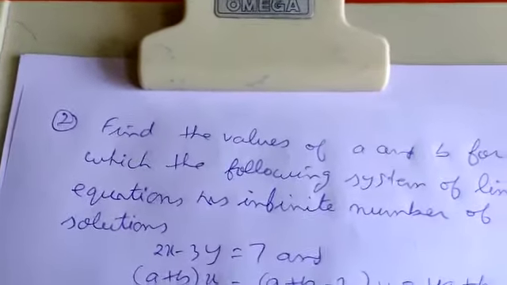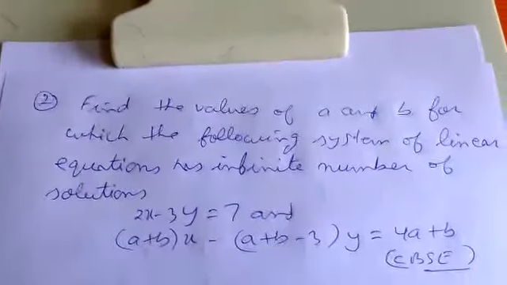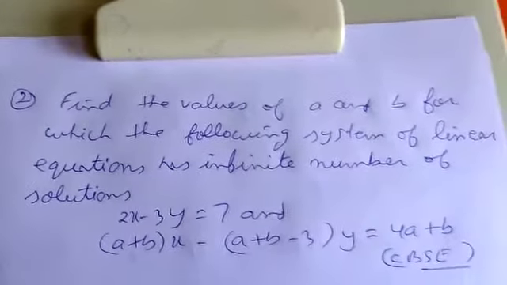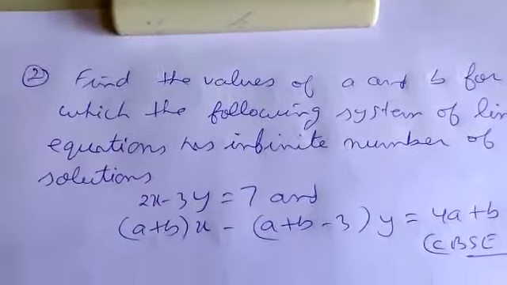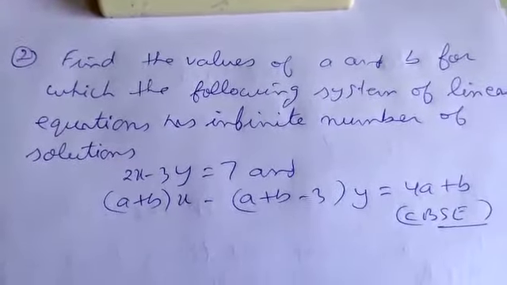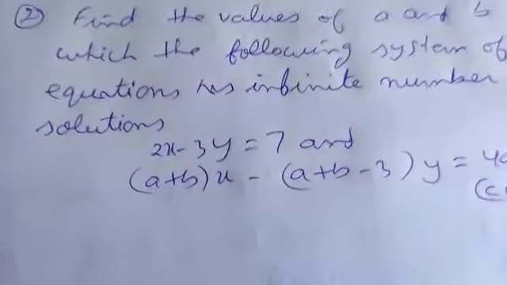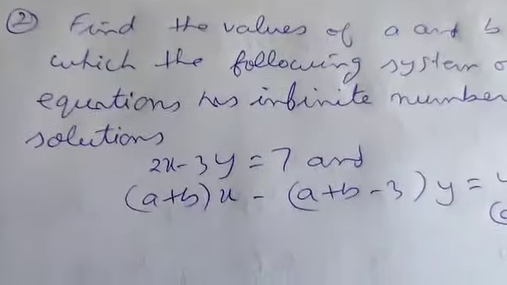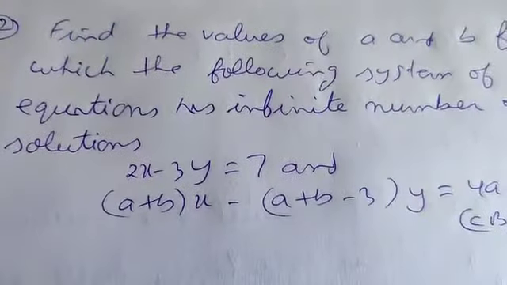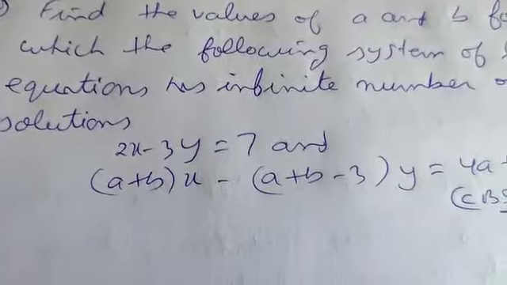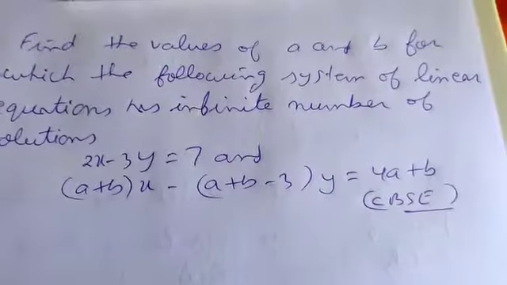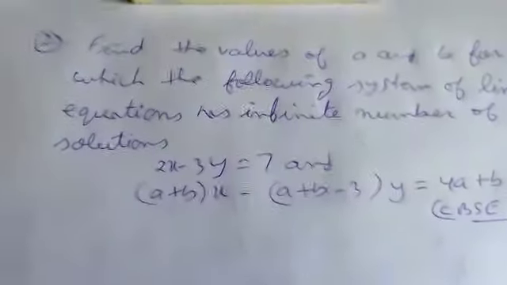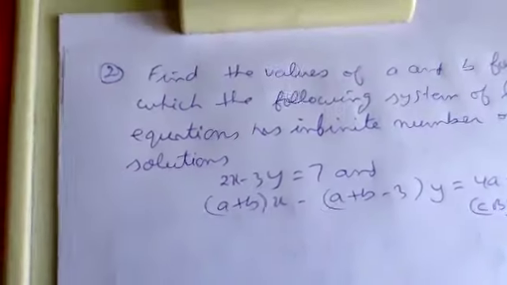Now students will do question number 2. Find the values of a and b for which the following system of linear equations has infinite number of solutions: 2x minus 3y equal to 7 and (a plus b) x minus (a plus b minus 3) y equal to 4a plus b. Now let us solve this.